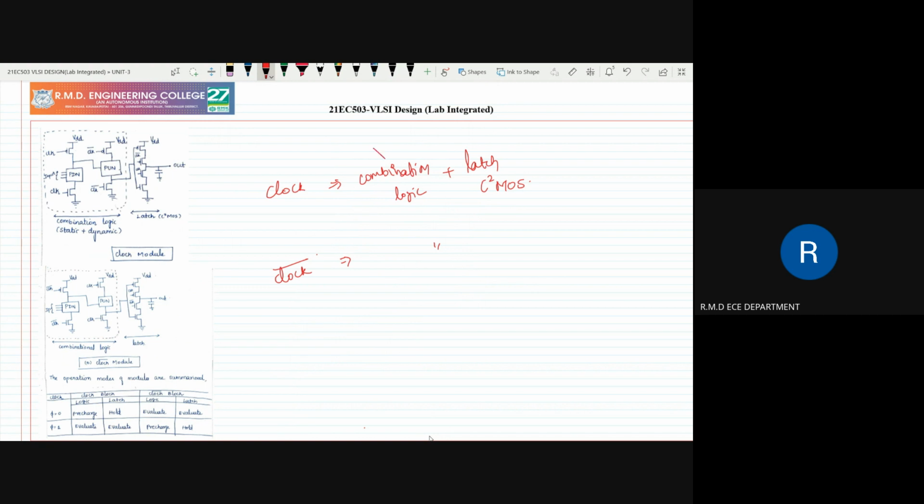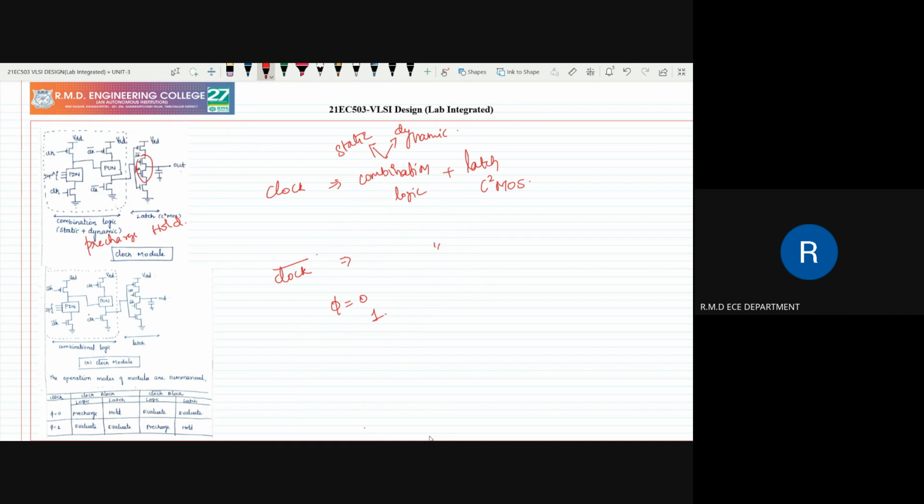In the combinational logic itself, we have two portions: one is called the static portion and another is called the dynamic portion. We have two options for the clock signal. Clock will be denoted as phi and its value will be 0 or 1. If it is 0, in the clock block we have two parts, logic and latch. Logic will be in pre-charge mode and latch will be in hold mode. Hold mode means the device will be off, so it maintains the previous state. That is called hold mode.